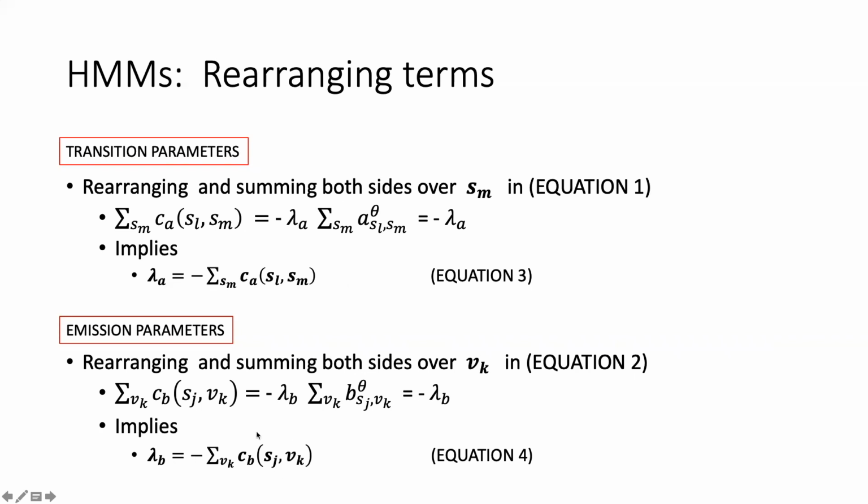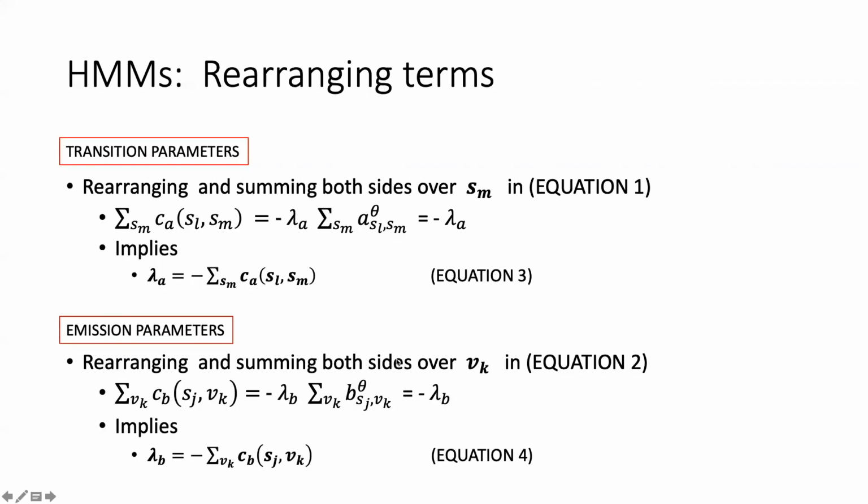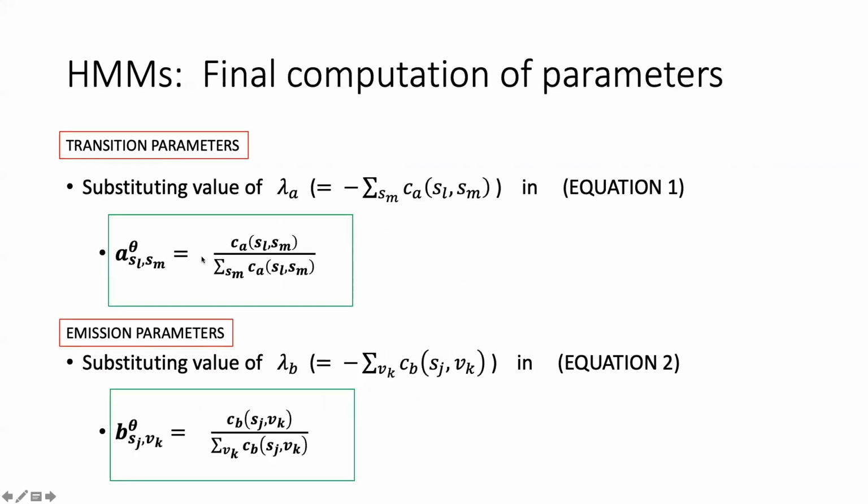Once we get the lambdas, we can go back and substitute in this equation to find the transition parameters and beta parameters. So these are the expressions. These are the final estimates of the parameters, obtained by solving the objective function using Lagrange multipliers with the constraints. We arrive at these estimates for transition and emission parameters.